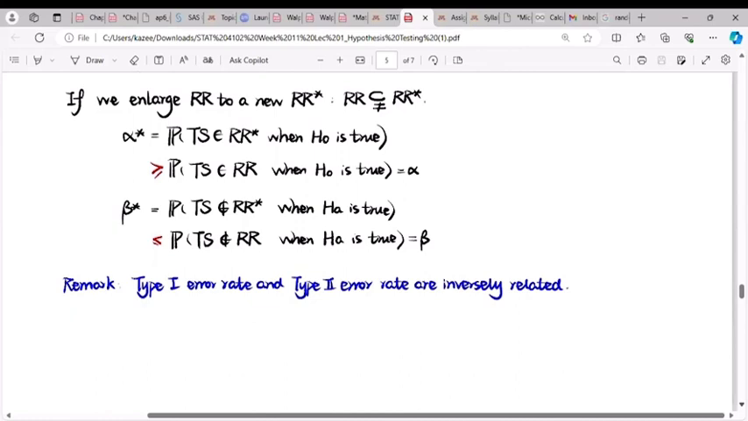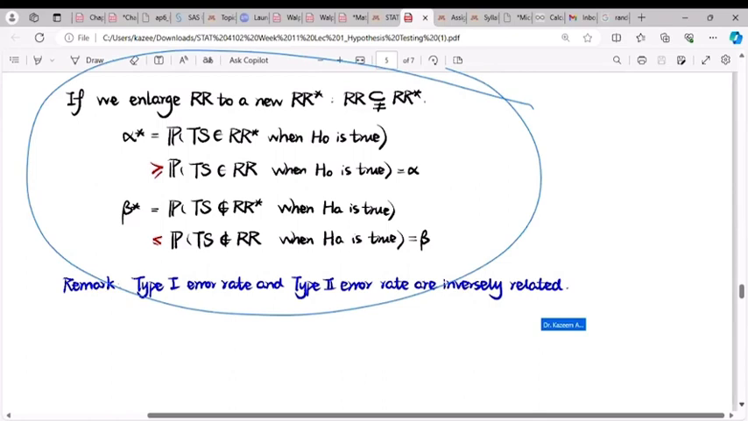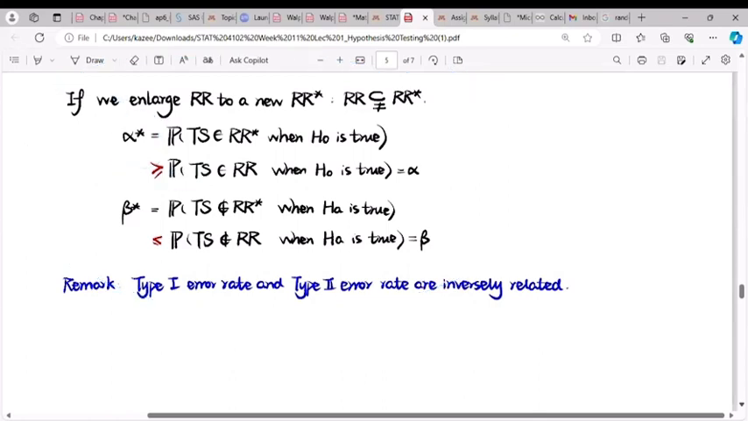Take a look at this. We want to find a new type 1 error, because the type 1 error is now going to be based on the new rejection region. Don't forget, the new rejection region is going to be greater than the old rejection region. That is why you have this greater than sign. So we expect the new type 1 error to be greater than the old type 1 error.